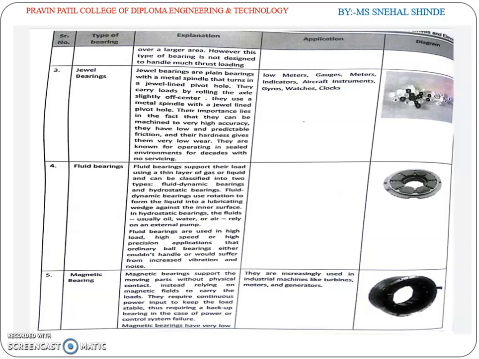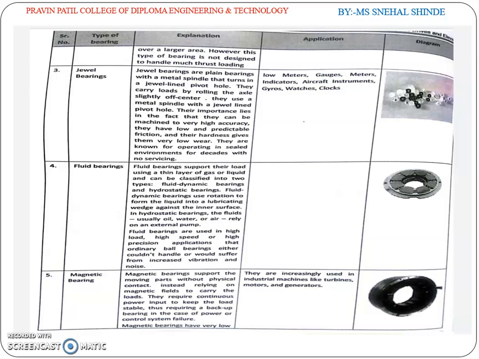Next is the jewel bearing. Jewel bearings are plain bearings with a metal spindle that turns in a jewel-lined pivot hole. They carry loads by rolling the axis slightly off the center. They use a metal spindle with a jewel-lined pivot hole.